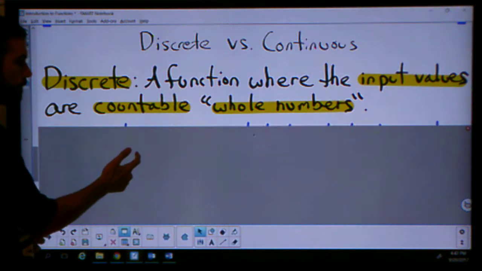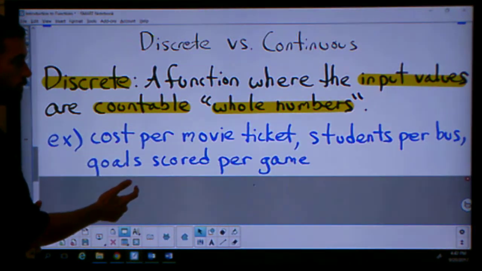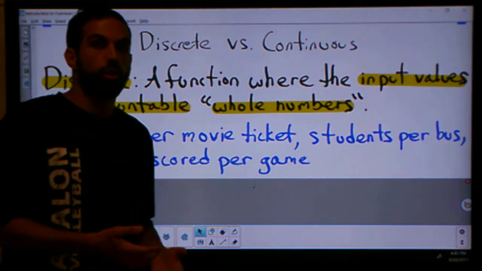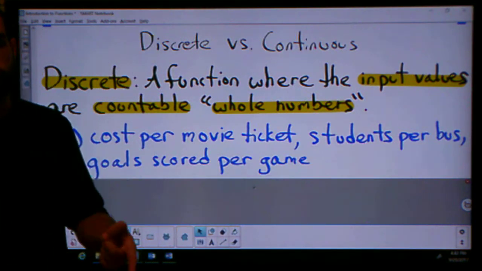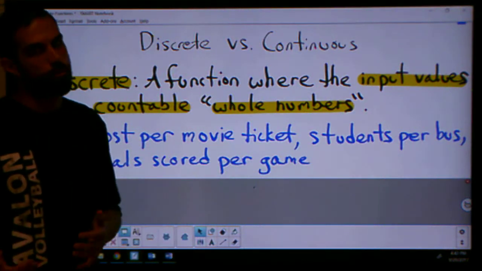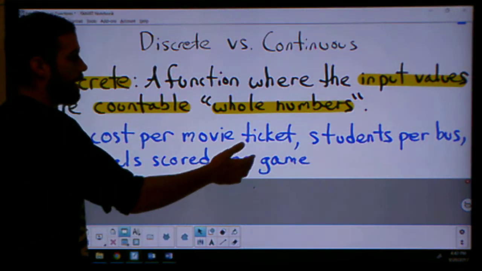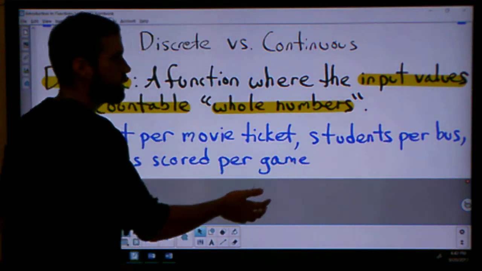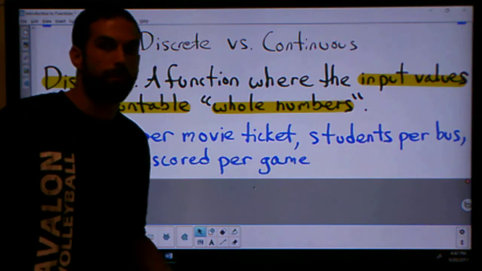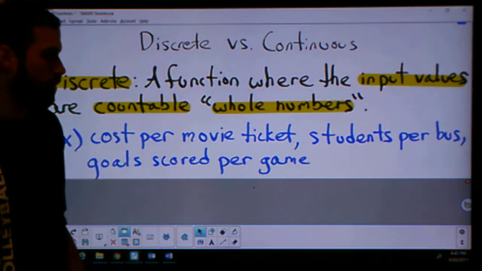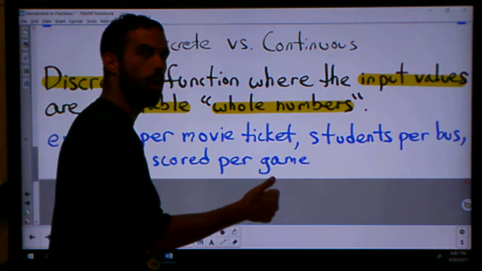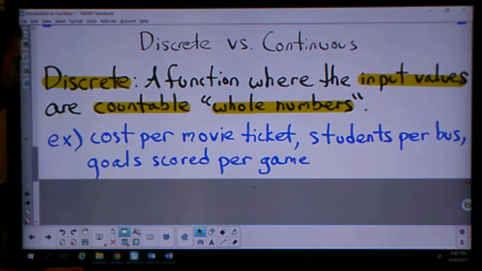For example, when you go and see a movie and you purchase a movie ticket, you can only buy movie tickets in increments of 1, 2, 3, 4, etc. You can't buy half of a movie ticket. Same with students riding a bus. A student is a person. You count people. You can't have half of the person. You can't have 1/3 of the person. You just have individual students that are counted by 1, 2, 3, 4, 5, etc.